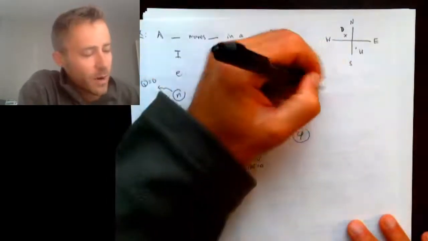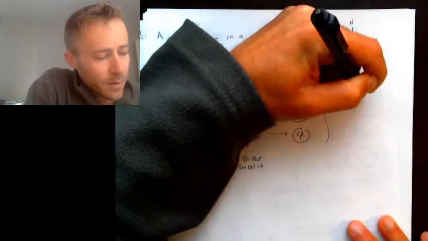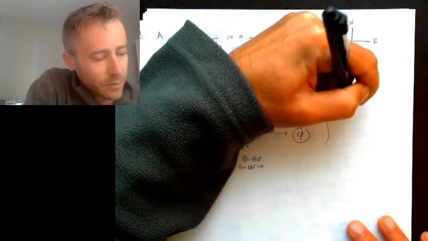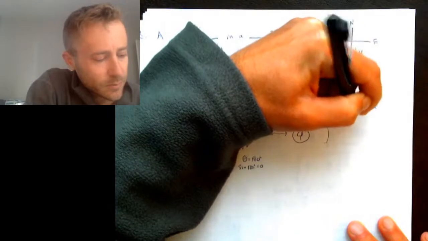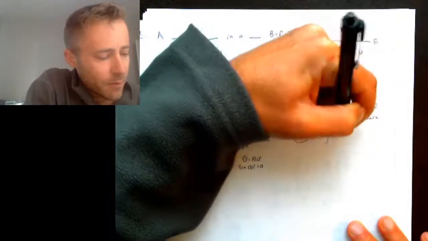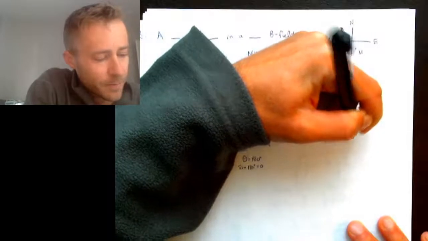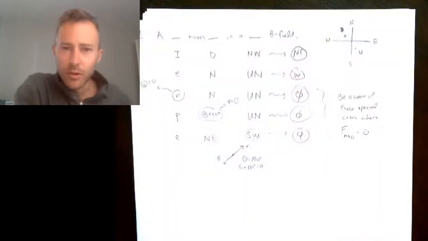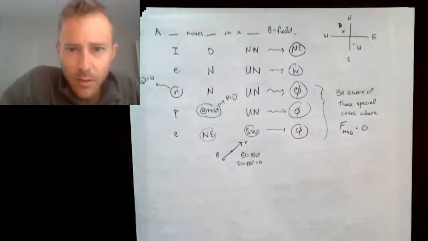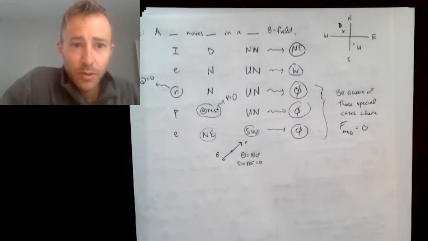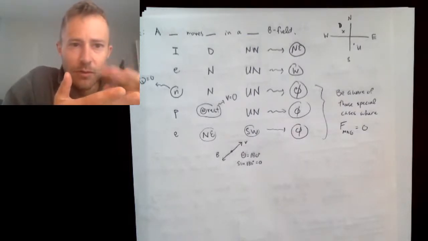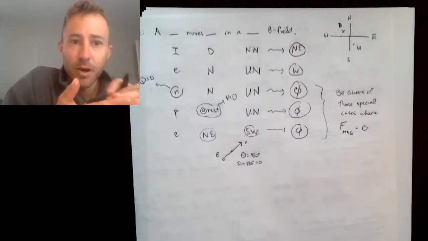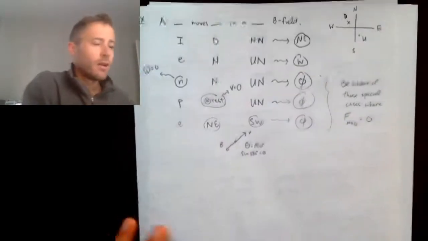So you should be aware of these special cases where Fmag is 0. Okay, so the things that can cause the magnetic force to be 0 is if you have 0 charge, if you're at rest, or if the velocity and the magnetic field are either parallel or anti-parallel. Okay, so let's do one more.